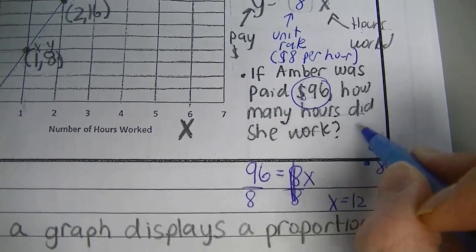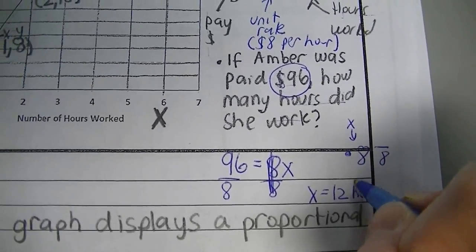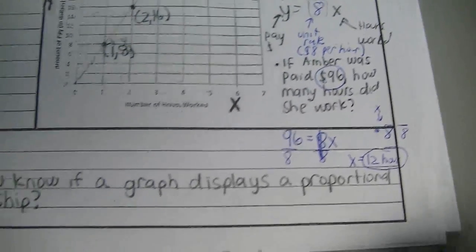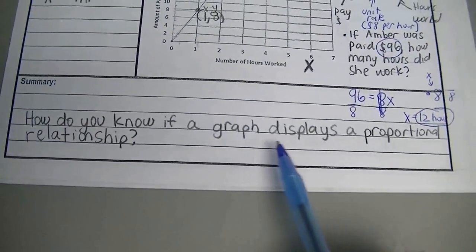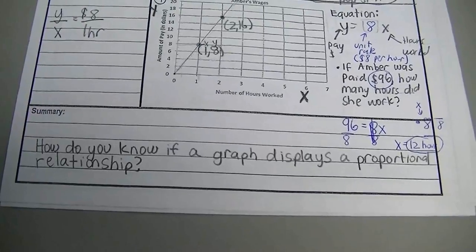And it says how many hours did she work? We would put 12 hours. She worked for 12 hours to make $96. Okay? So your summary, how do you know if a graph displays a proportional relationship? What 2 criteria does it have to meet?